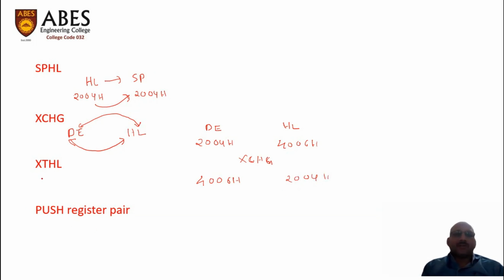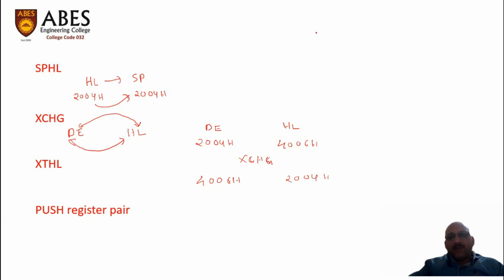Now XTHL. XTHL basically exchanges the HL register pair with the top of the stack. It moves the content from the top of the stack to the HL register pair. How will it happen? Let's see this.